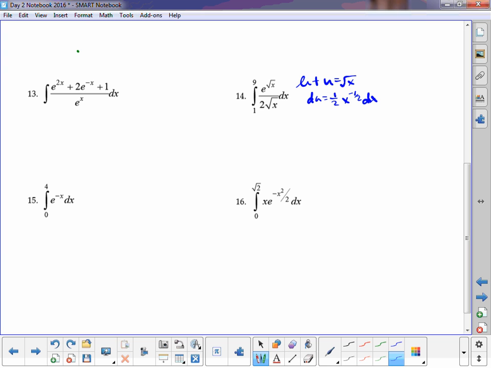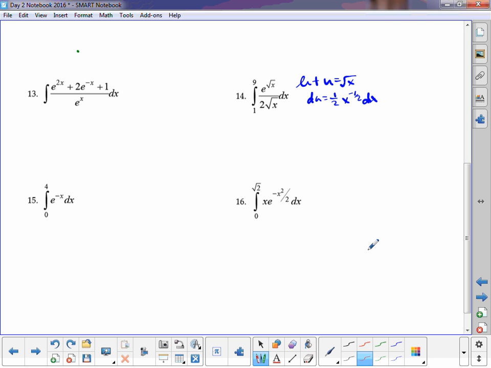Are we okay with that? So then, here's my question to you. Should we take this 1 half out in front of the whole integral? No, because see how that's part of my du there? So we don't want to bring it up, because we actually need that to be with my dx. Okay, what else do I need to do?